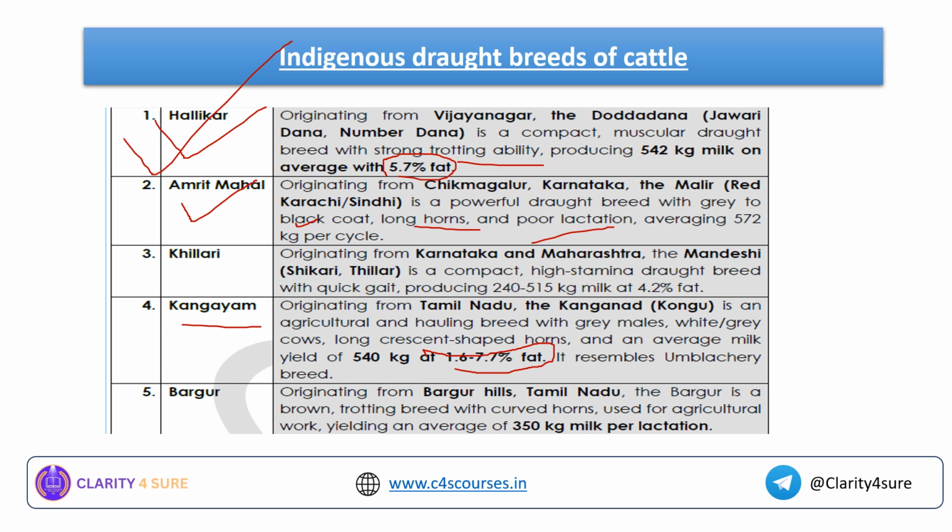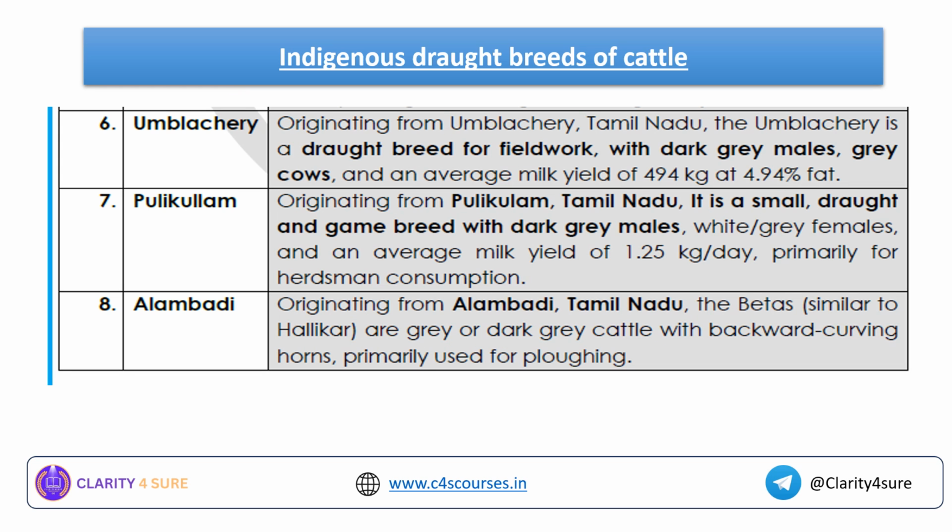Okay, which has curved horns and is specifically used for agricultural work, and the average milk yielding capacity of this particular breed is 350 kg milk per lactation. Next comes your Umblacheri breed.